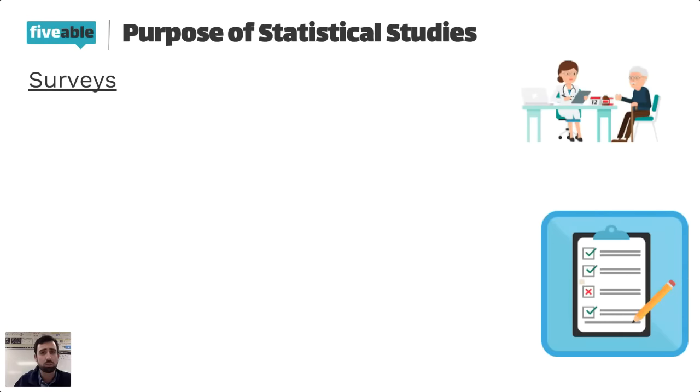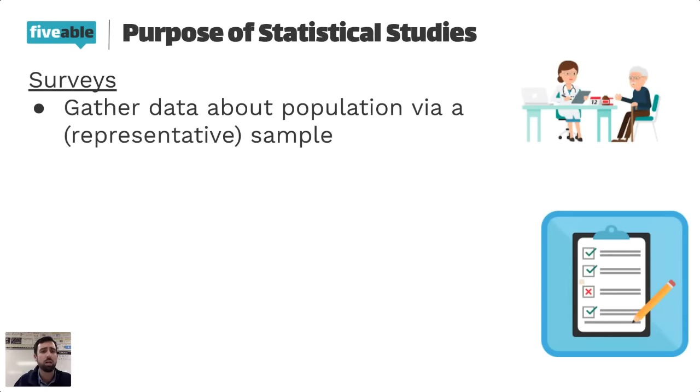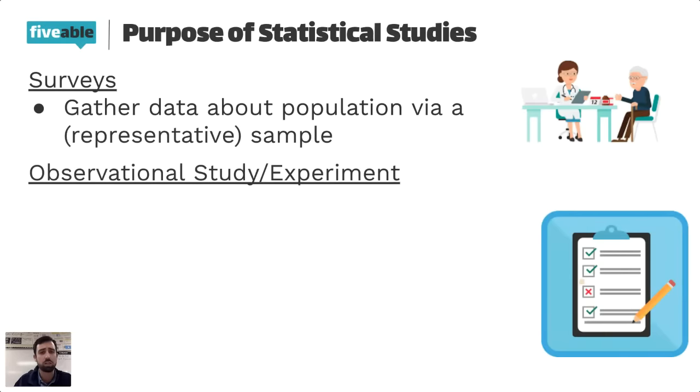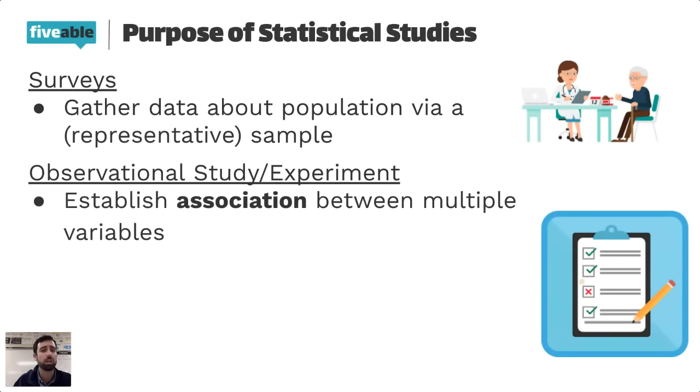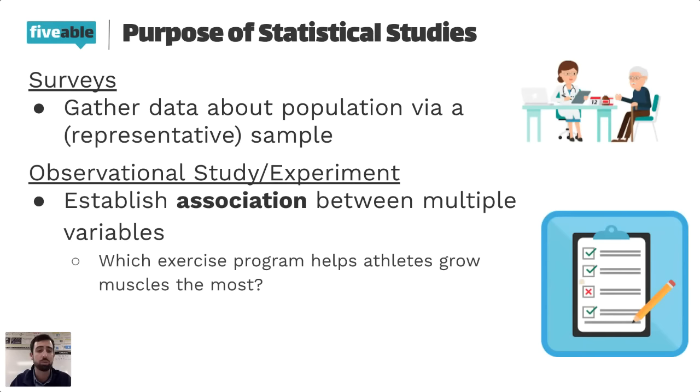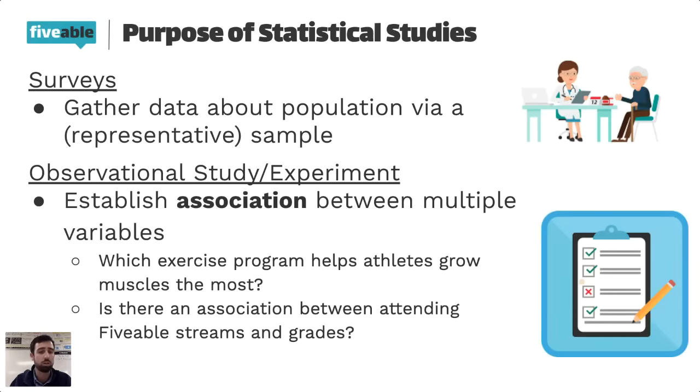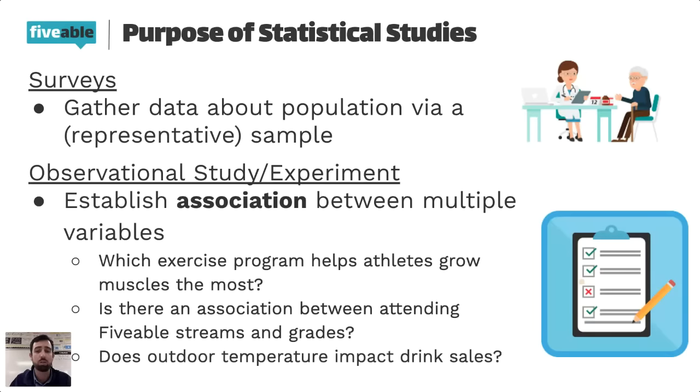Moving from samples to experiments, we have surveys, and we have observational studies and experiments. So surveys gather data about a population via a representative sample. Observational studies and experiments, we want to look at association between two variables. For example, which exercise program helps athletes grow muscle the most? Is there an association between attending Fiveable streams and getting grades? Does the outdoor temperature impact drink sales?